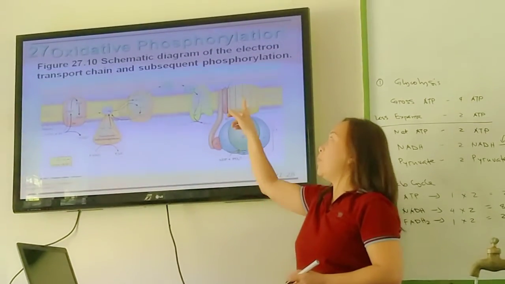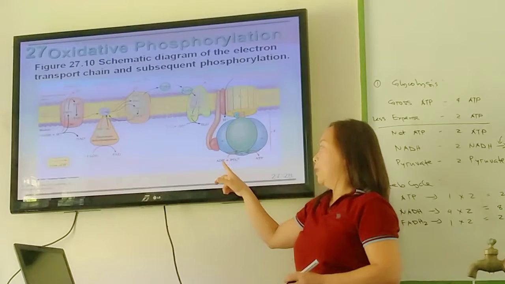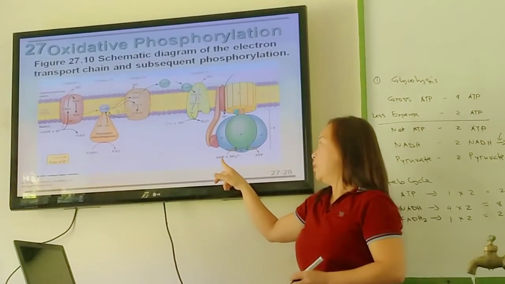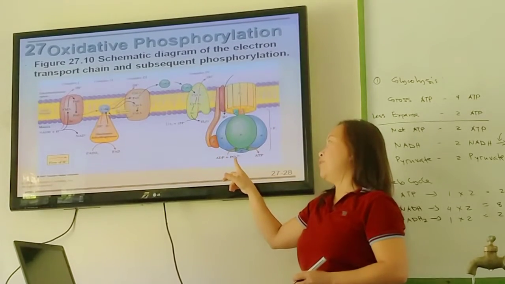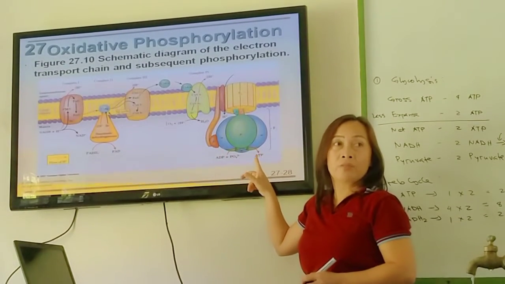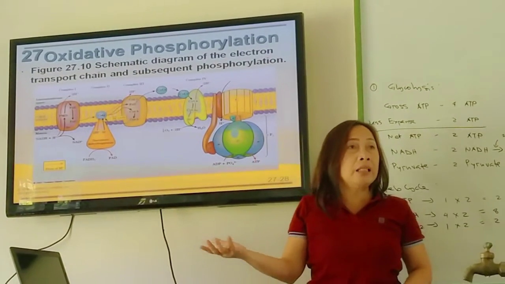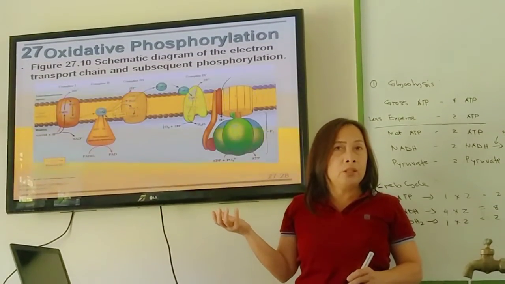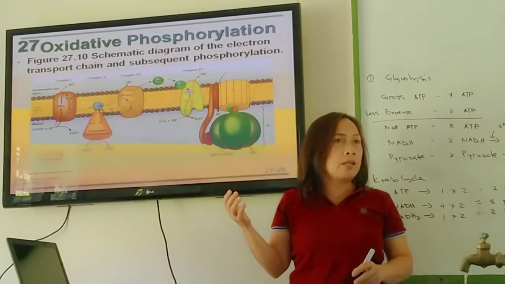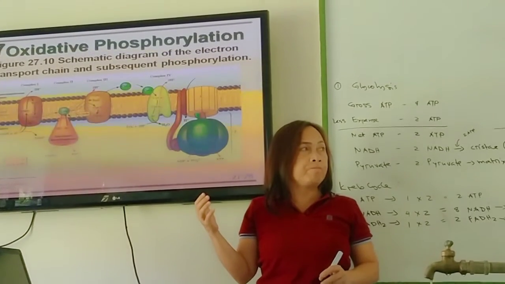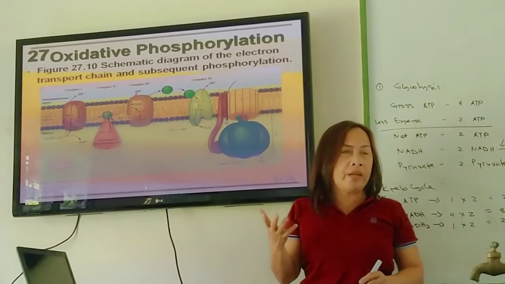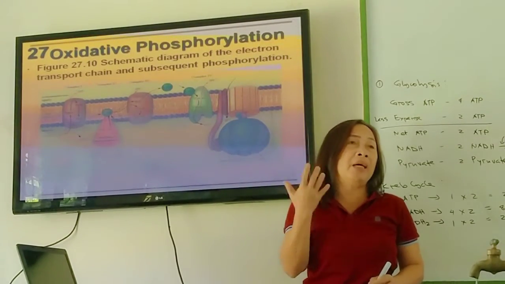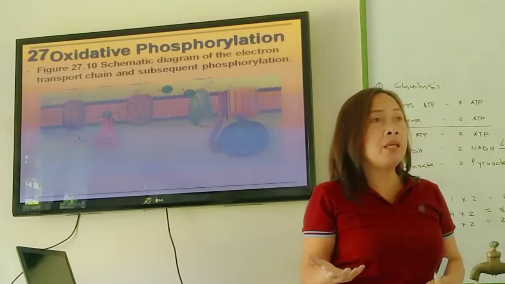So, when ATP synthase is activated, then there is phosphorylation. So, you have adenosine diphosphate plus inorganic phosphate becomes adenosine triphosphate. That is what is explained in chemiosmosis. Okay? So far, that is the best theory we can use in explaining the mechanism of ATP generation.